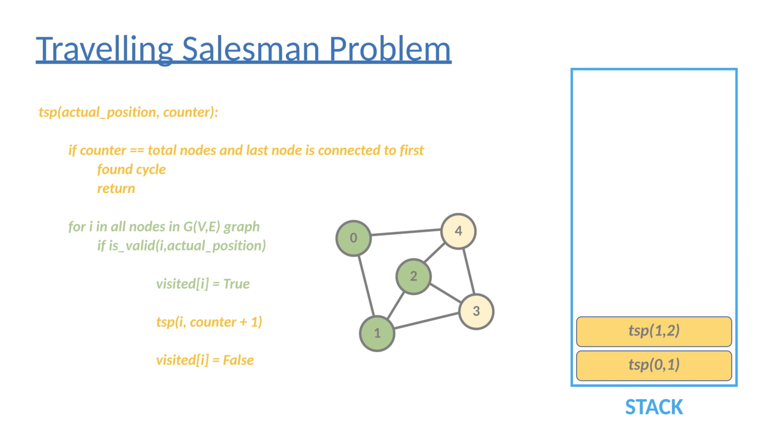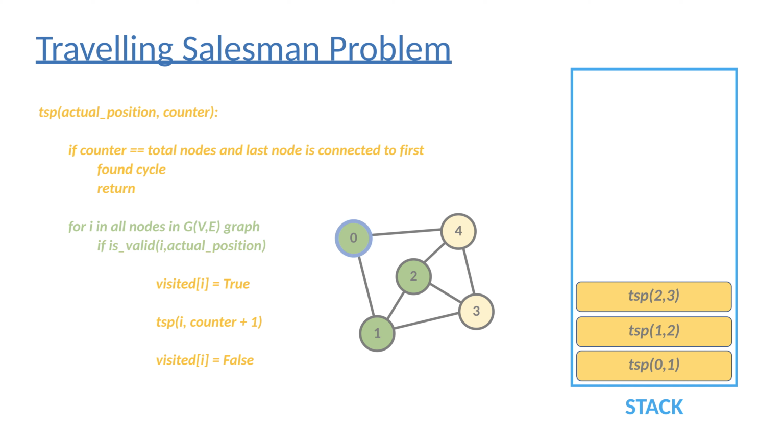So we set it to be visited, and we call the traveling salesman problem recursively with I and counter plus 1. Okay, so because of the recursive function call, there's going to be another stack frame in the stack memory with value 2 and 3. So again, we have to check whether the counter is equal to the total number of nodes. Of course not, so we have to consider all the vertices in the graph.